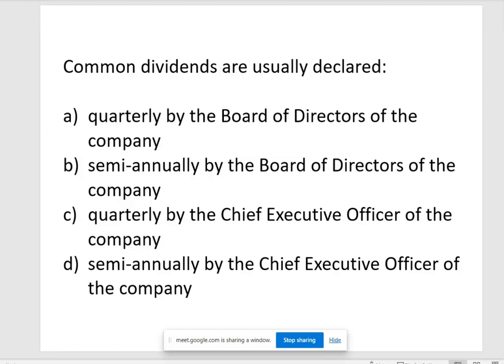Common dividends are usually declared A, quarterly by the board of directors of the company, B, semi-annually by the board of directors of the company, C, quarterly by the chief executive officer of the company, or D, semi-annually by the chief executive officer of the company.